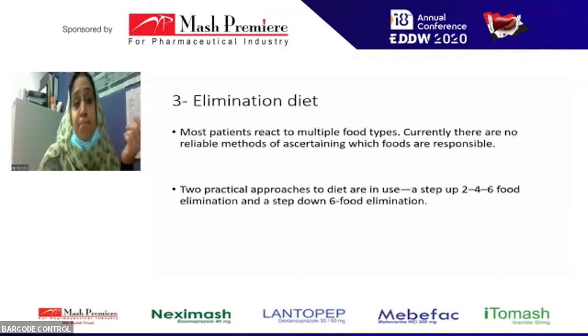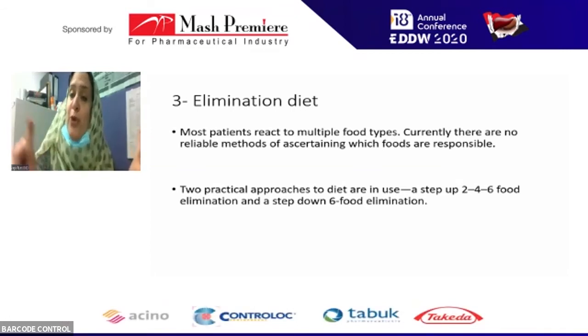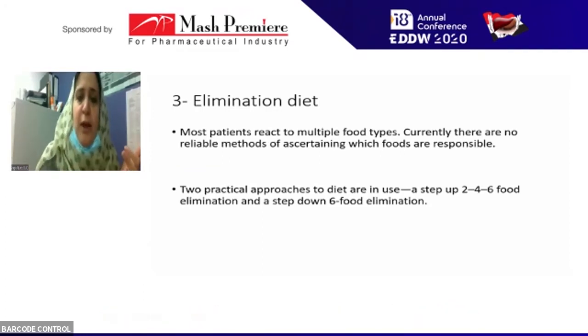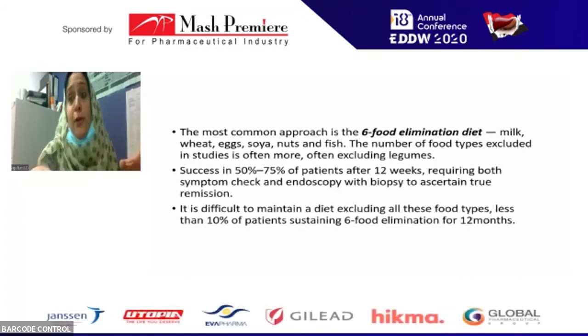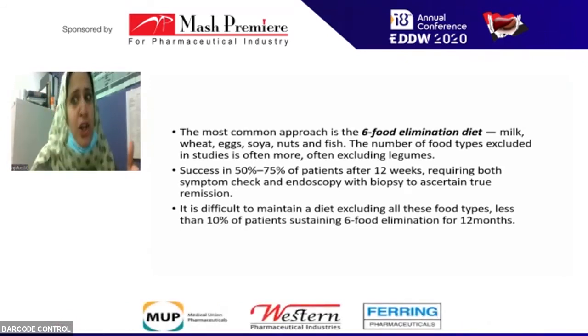Okay, elimination diet is 2-4. We start with 2-4-6 elimination. So the most common are milk, eggs, soya, wheat. Okay, fish, nuts. There are others which are legumes, but they're usually 6. You start with 2, and if there's no response, you give it 4, and you always assess with the patient's symptoms and the endoscopy. And it gets harder as you restrict because it affects the patient's quality of life.